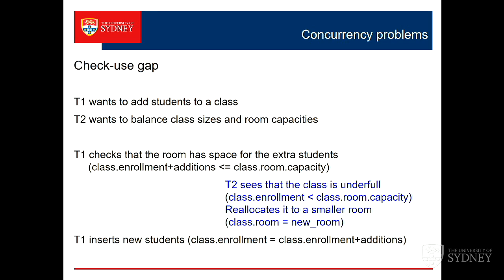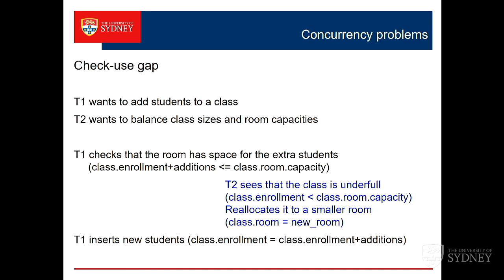Check use gap. T1 in this case wants to add students to a class. Let's say we've decided to shut down one of the tutorials because we allocated 4 tutorials and we can probably do with 3, so we're going to move a batch of students around. That's what T1's going to do. And T2 is saying, we've got a bit of pressure on tute rooms, and that tute is in a room that fits 40 people, and there's only 20 people in it, so we're going to move them to a smaller tute room and give the bigger tute room to someone else.